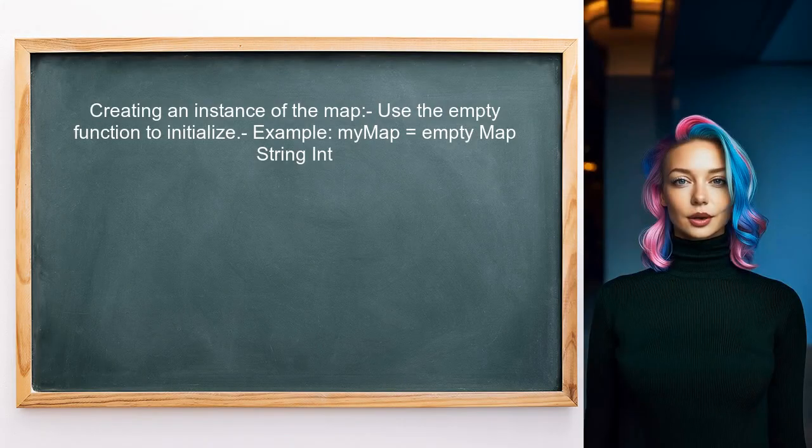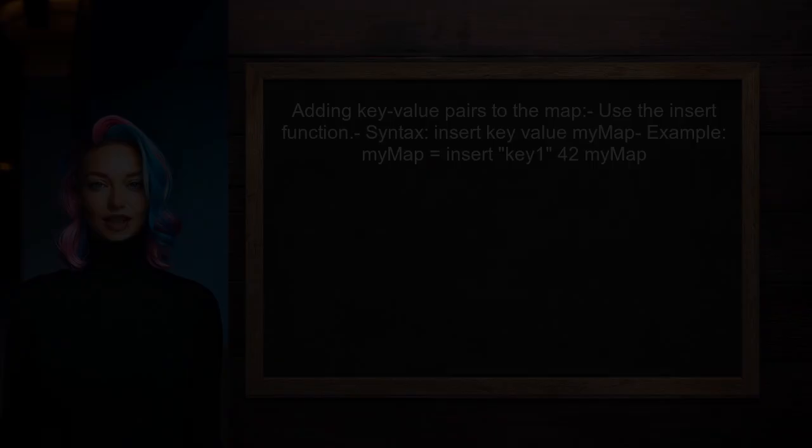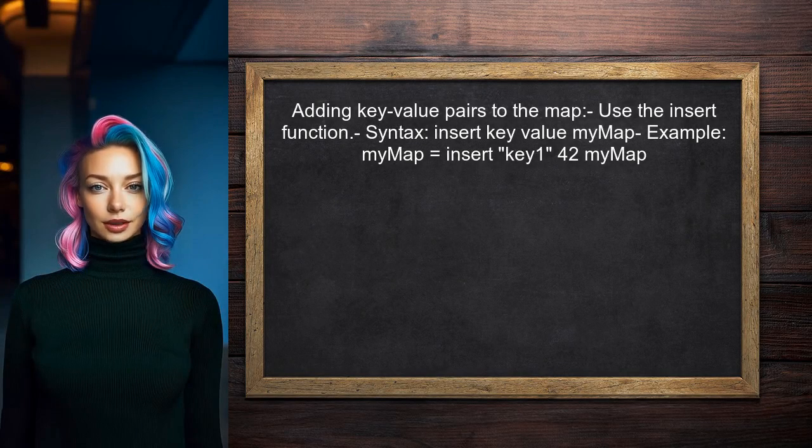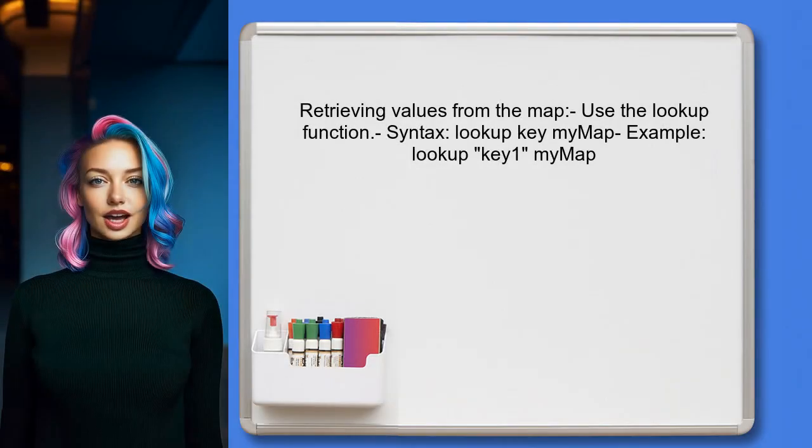After defining the type, the user can create an instance of the map. This can be done using the empty function to initialize it. To add key value pairs to the map, the user can use the insert function. This function takes a key, a value, and the map itself. Finally, the user can retrieve values from the map using the lookup function. This function checks if a key exists and returns the associated value.